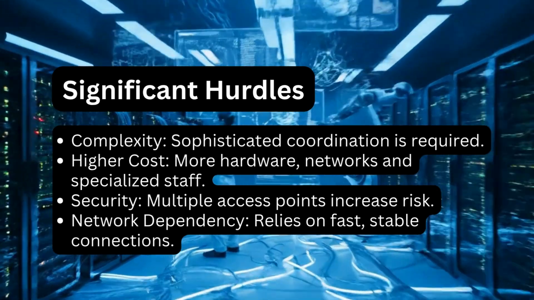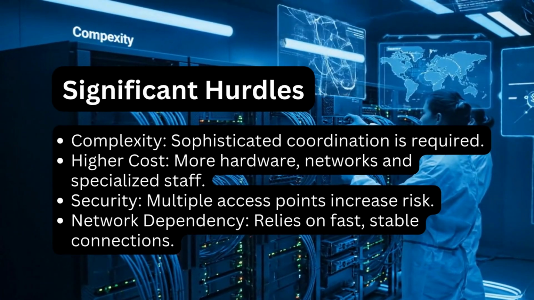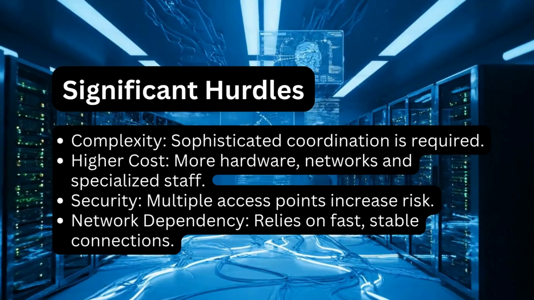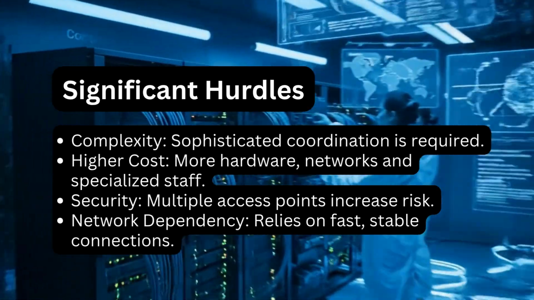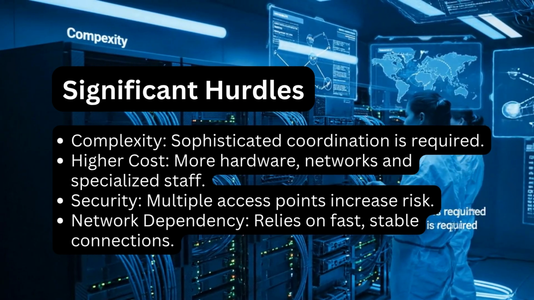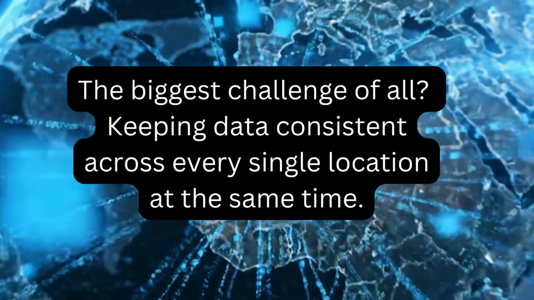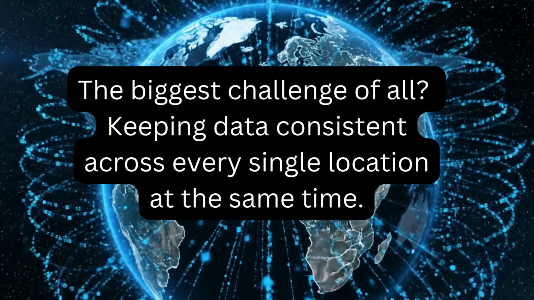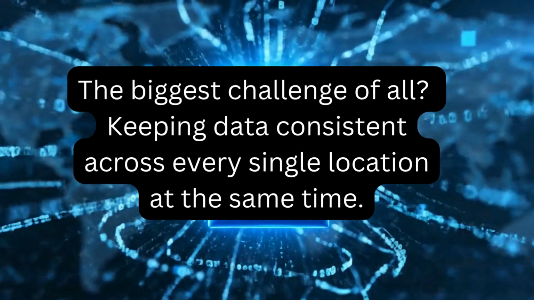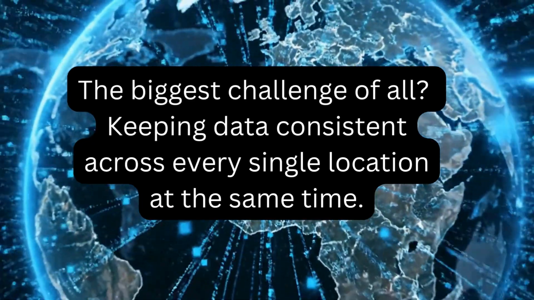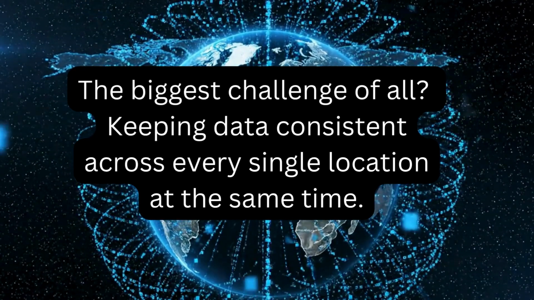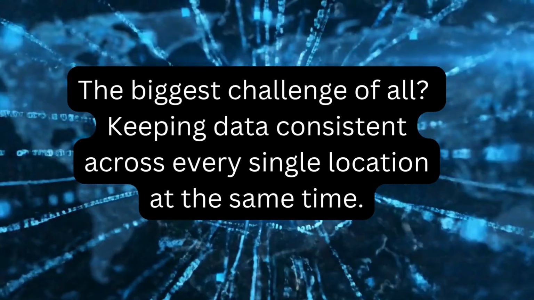From a security standpoint, having all these different access points means there are just more doors for attackers to try and pick. And the whole system, the entire thing, is completely dependent on having fast, stable network connections between all the parts. But the single biggest problem, the one that keeps engineers up at night, is consistency. Think about it. If you update your bank balance in one location, how do you make absolutely, positively sure that change shows up everywhere else in the world, instantly and perfectly? That puzzle, that's the real challenge.